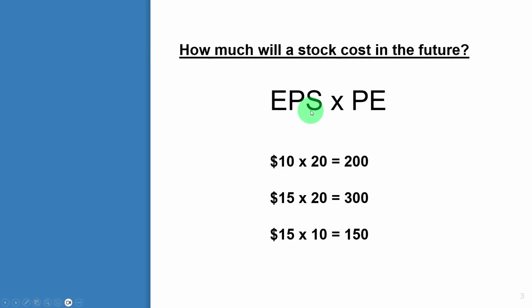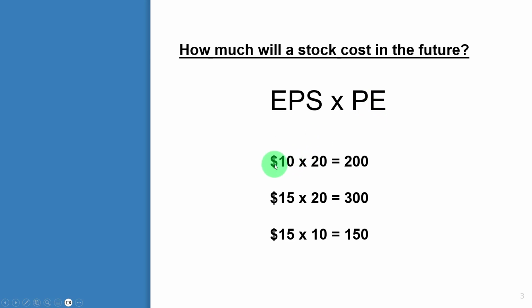You need EPS, which means earnings per share, and you need PE, which is price earning. Now, what do these two mean? Earnings per share is basically a company making some money, and the earnings, when divided out on each of the shares, give you the earnings per share. The price earning is the number of dollars an investor is willing to pay for each dollar of earnings.